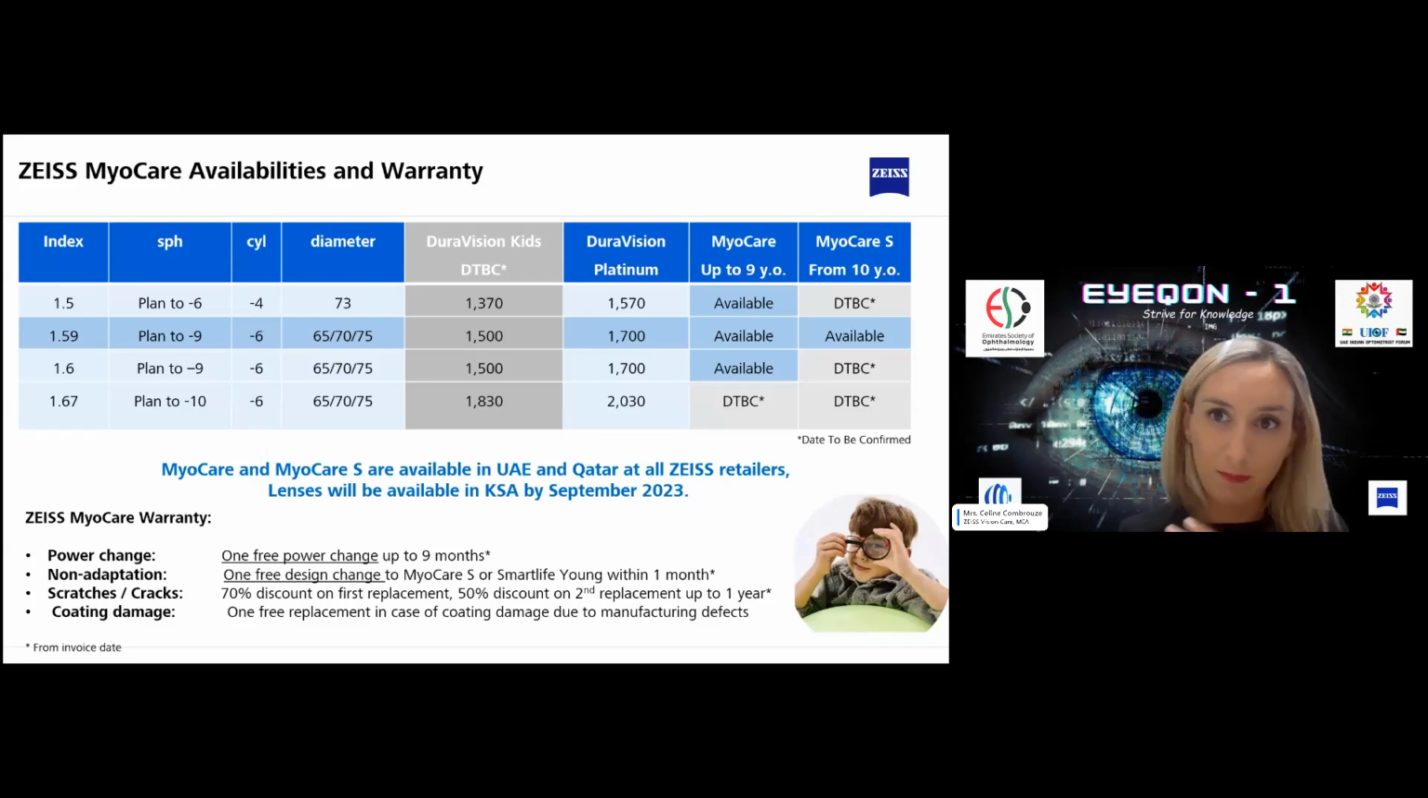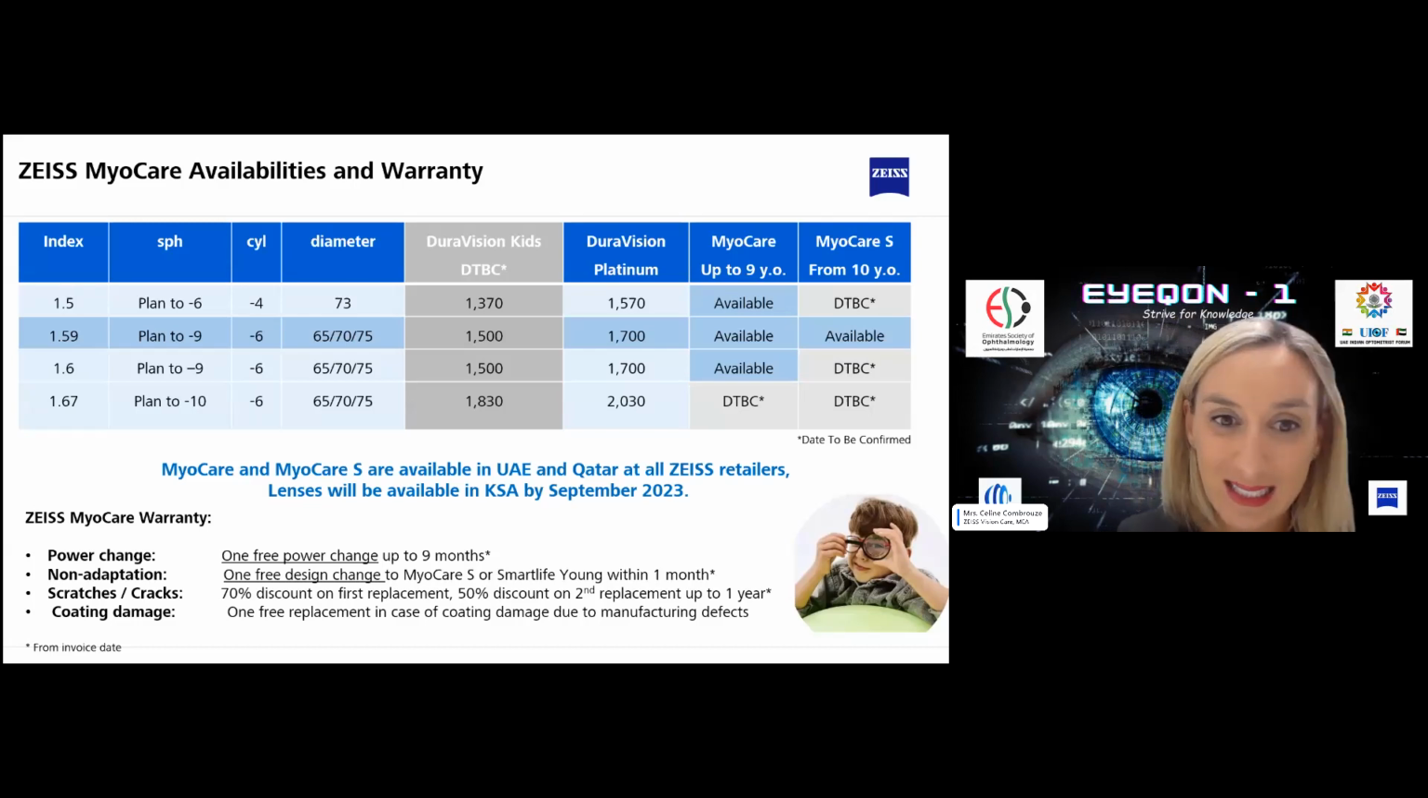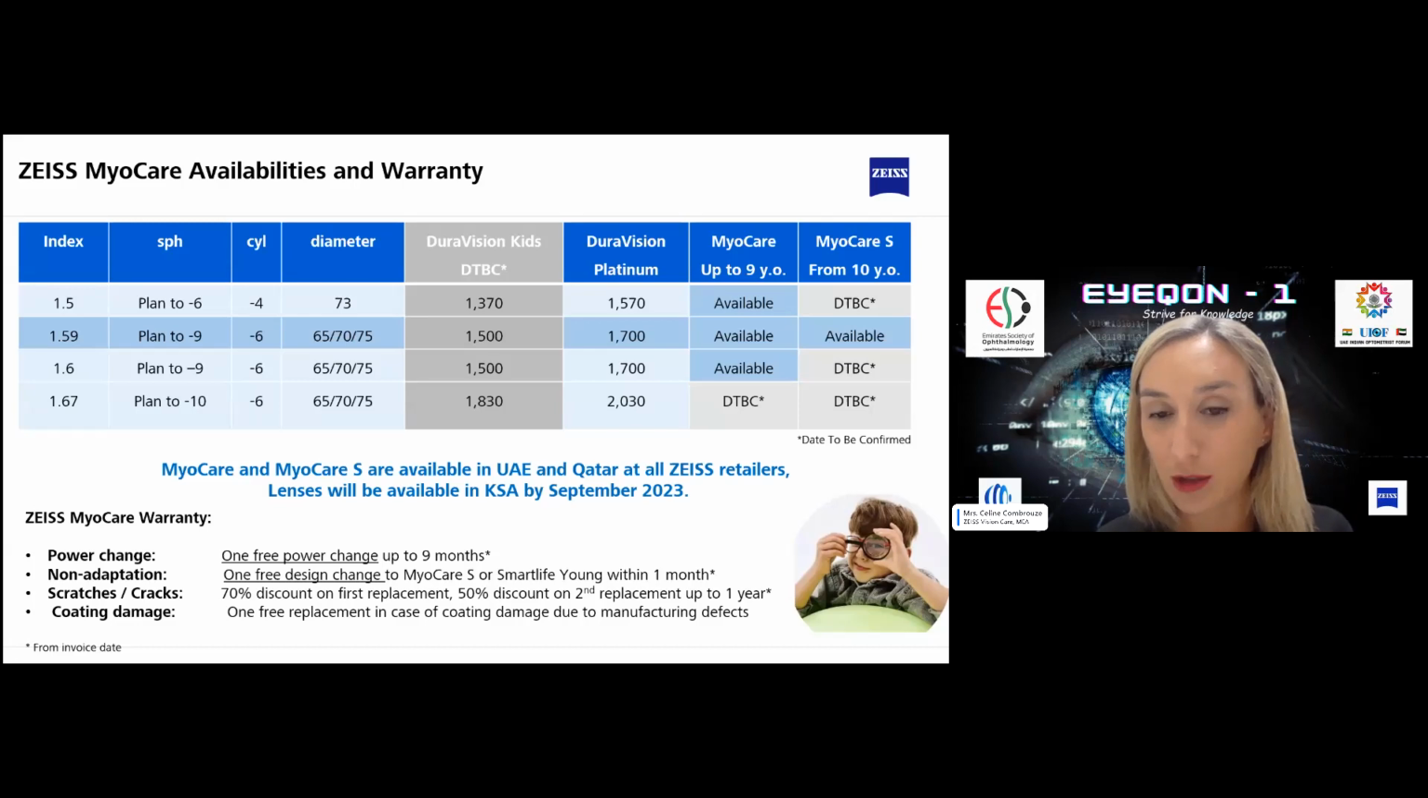Something on top of that, which is really important, and I'm sure you will approve that, is that we have a full Zeiss Myocare warranty. 1 free power change up to 9 months. Once again, it's a treatment. So if in 9 months you need to change whatever value it is, the lens, we do it for free, okay? In adaptation, if there is any inadaptation, we change the lens with a Smart Lifelong, a single vision lens. Scratches, cracks, as you've seen, the small size of the lens. If there is a big scratch on it, it's never going to work. So we do a 70% discount on first replacement, 50% discount on second replacement up to 1 year. And you have any coating damage as usual due to manufacturing defects, of course.